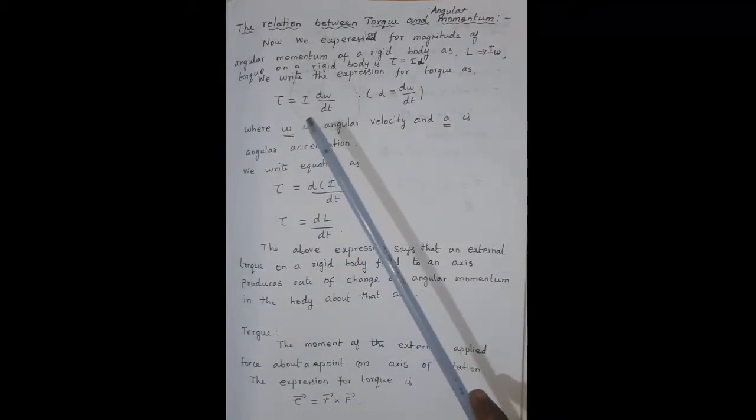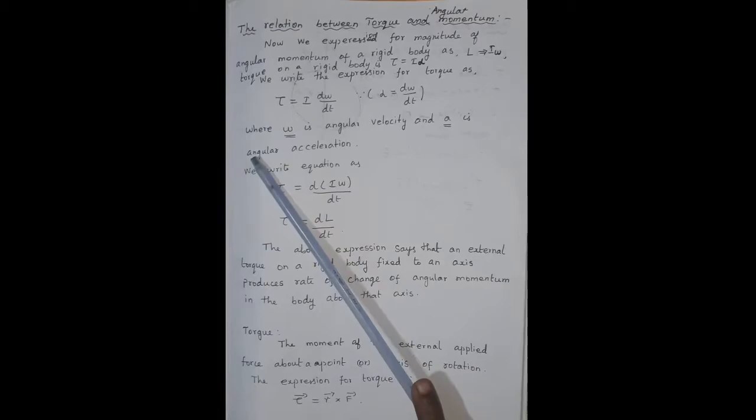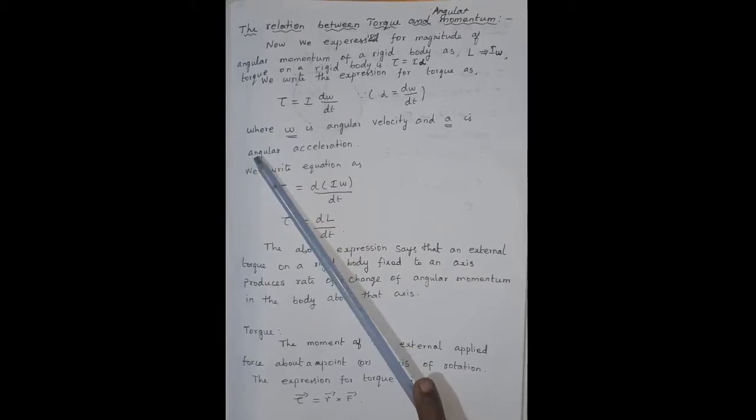Good morning, students. Today, let us study Lesson 5, Motion of Particle. The topic is the relation between torque and angular momentum. Now, the expression for the magnitude of angular momentum of a rigid body is L is equal to I omega.